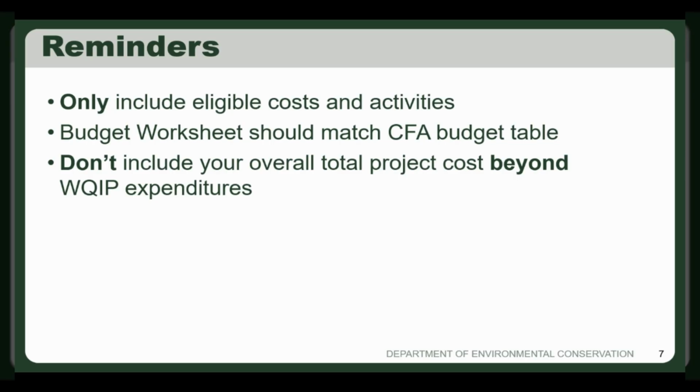And check to make sure that your requested amount in the budget worksheet matches the amount that you put in the budget table in the CFA. Also, do not include your overall total project cost beyond WQIP expenditures. If your project costs exceed the amount you're requesting, only include the details for the portion you are requesting for a WQIP grant in this budget worksheet. For example, if you have a $20 million wastewater project, but you're only requesting $5 million in funding through WQIP, only provide costs and required match associated with that specific $5 million portion.